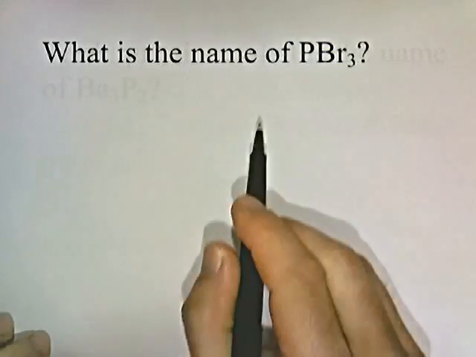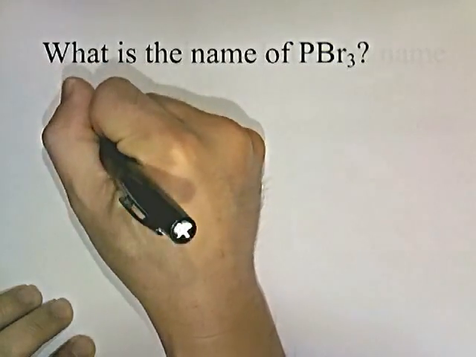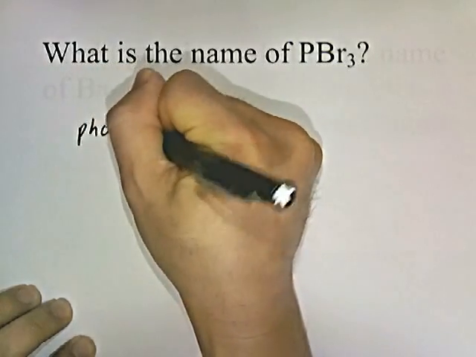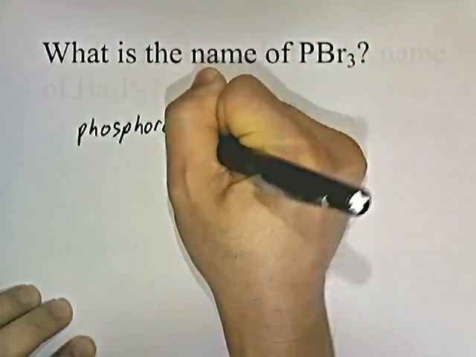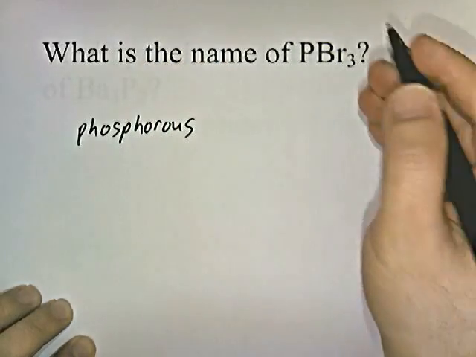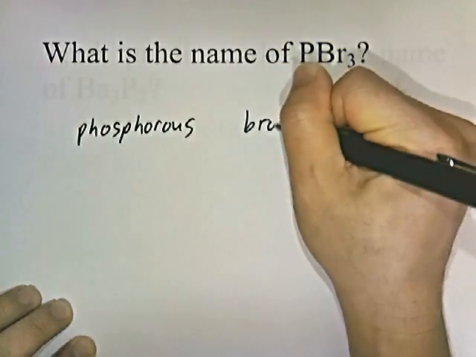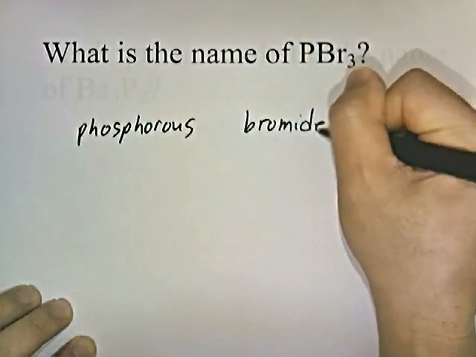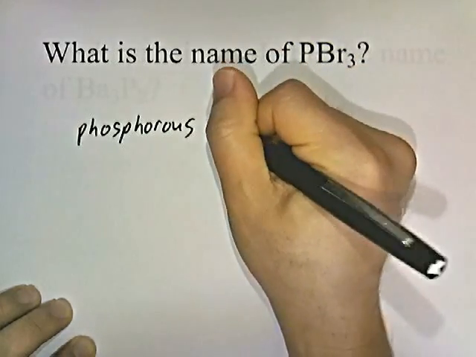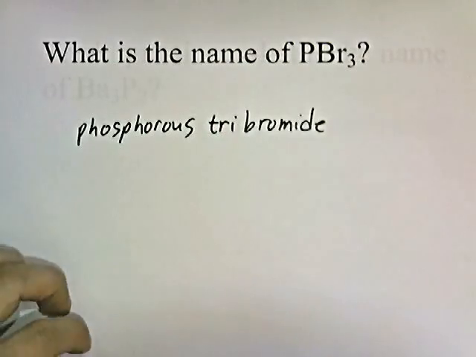What is the name of PBr3? P is phosphorus. Br is bromine or bromide. 3 bromines, so tribromide.